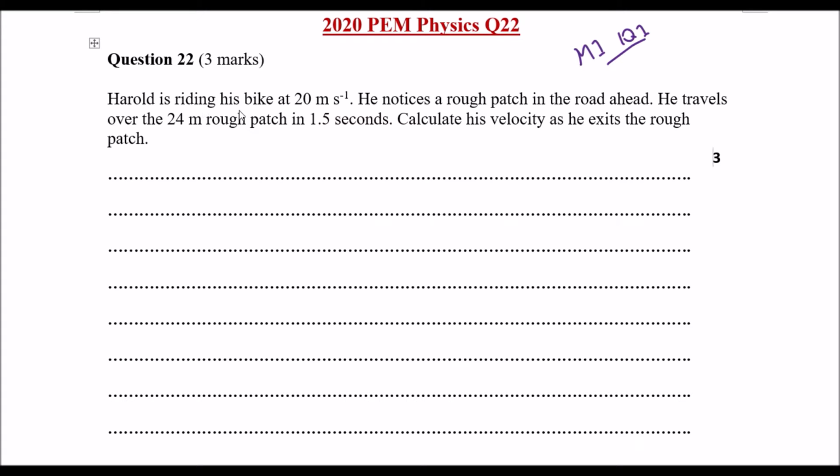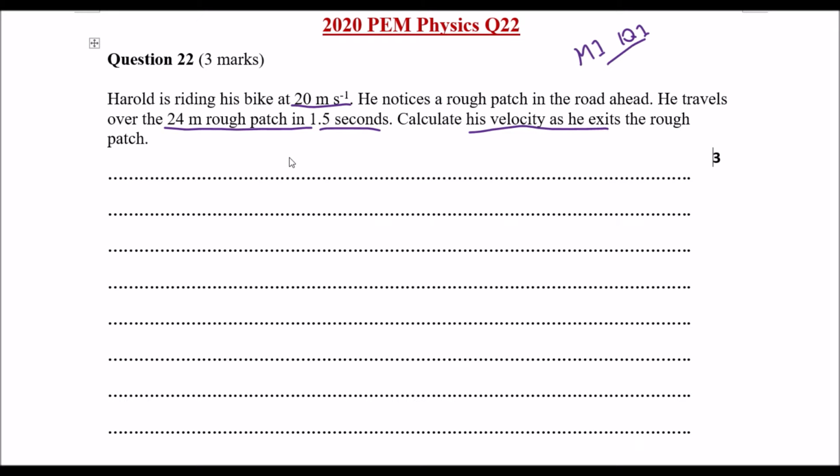Today we're going to explain the exam, the 2020 PEM physics paper, question 22. This is going to align with module 1, inquiry question 1, which is all about kinematics. So let's have a read. We have Harold riding his bike at 20 meters per second. He notices a rough patch on the road ahead. He travels over the 24-meter rough patch in 1.5 seconds. Calculate his velocity as he exits the rough patch.